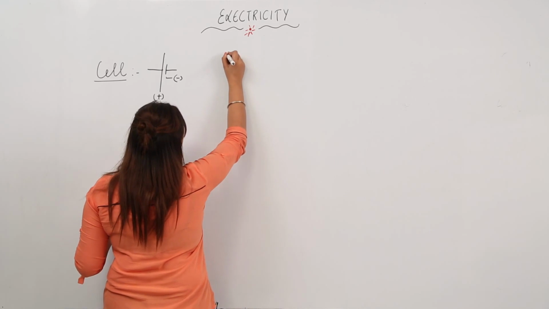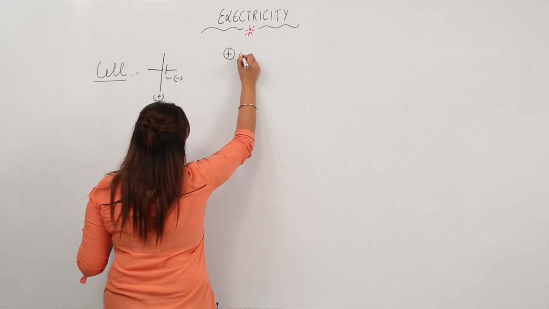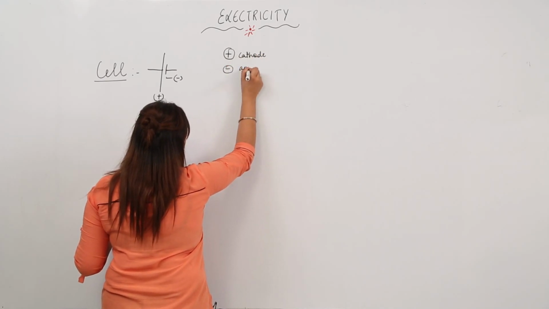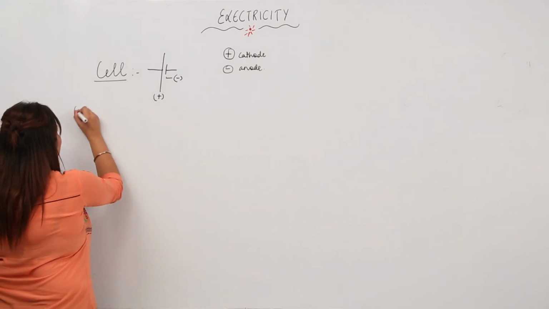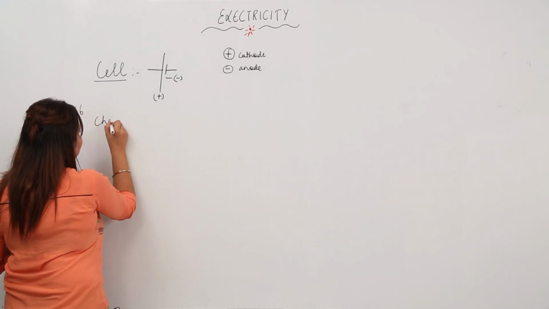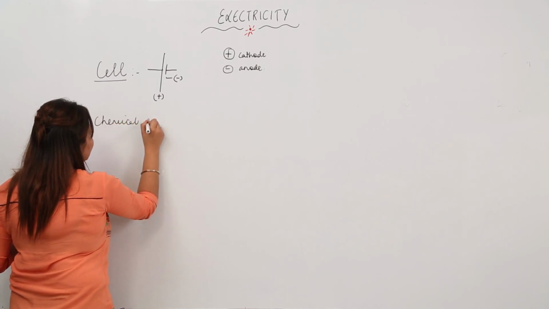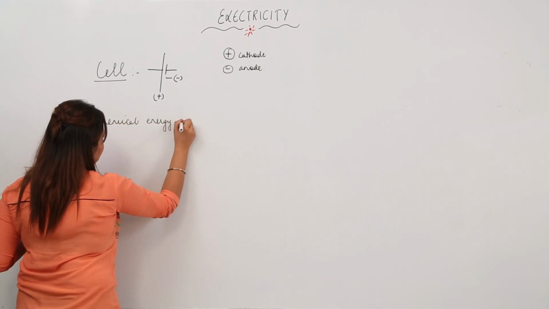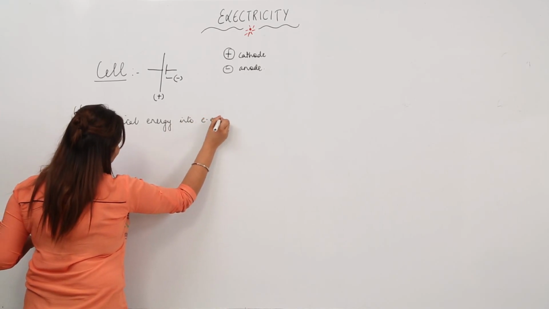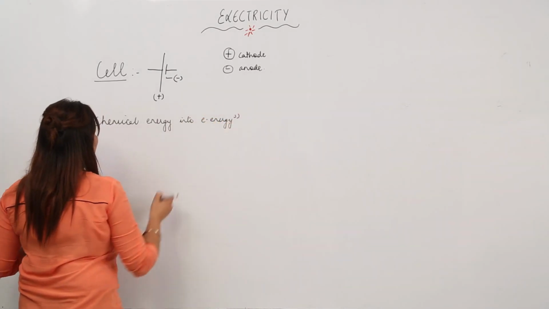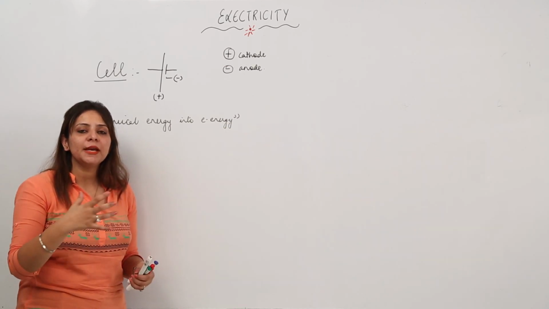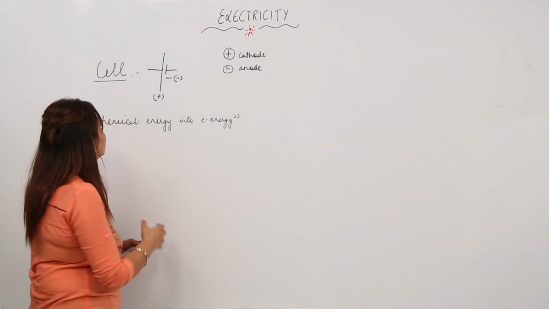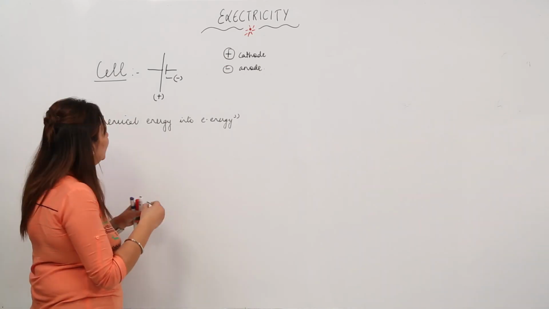Moreover, you should know that the positive terminal is said to be the cathode and the negative terminal is said to be the anode. And you know that cells are devices which are able to convert chemical energy into electric energy. That means there are certain reactions which do not need any kind of initiation, they just start up, and when they start, the chemical energy gets converted into electric energy. So this is what a cell is. So we are going to study the cell.